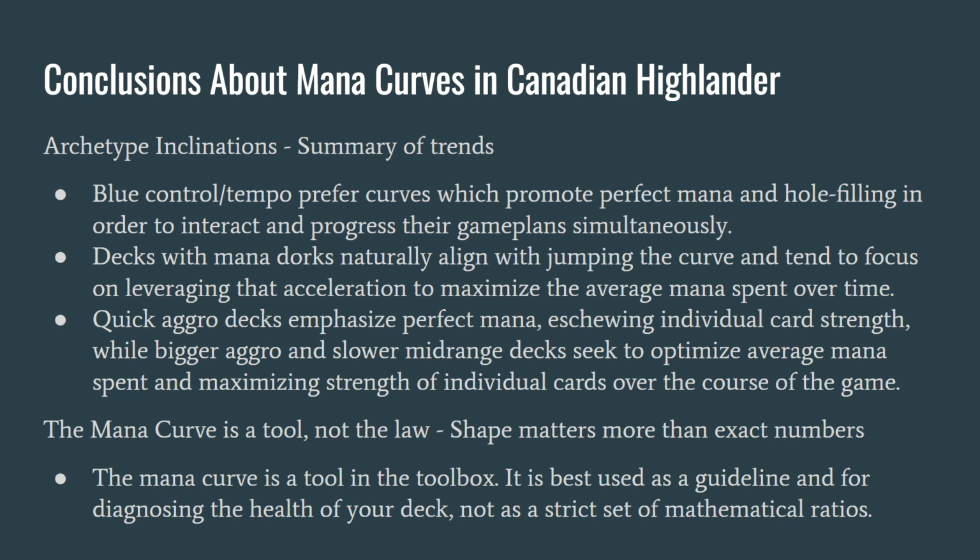Bigger aggro and slower mid-range decks tend to do the opposite. Rather than trying to get the perfect amount of mana used on turns 1 and 2 and 3, they want to use the most amount of mana over the course of the game, so they're trying to play 2 drops, 3 drops, 4 drops, and maximize the strength of their cards at every step of the way.